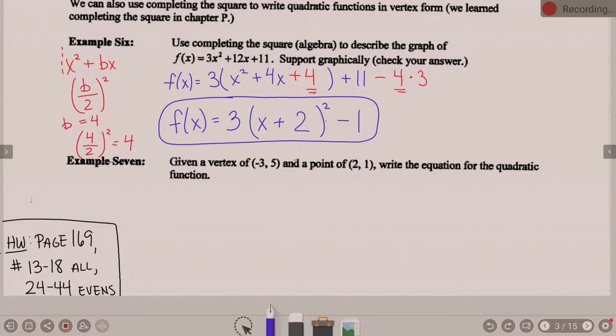What can you tell me about this? It has a vertex where? Where's that vertex at? -2, -1. And it has a stretch of 3, right? Okay, the whole confirmed graphically.